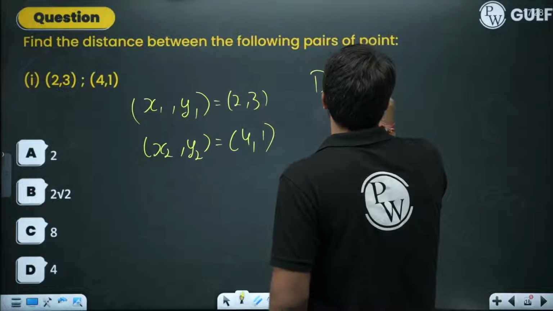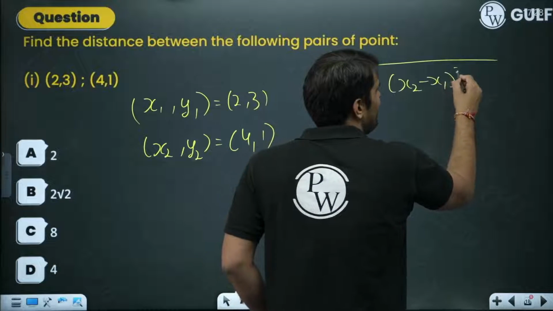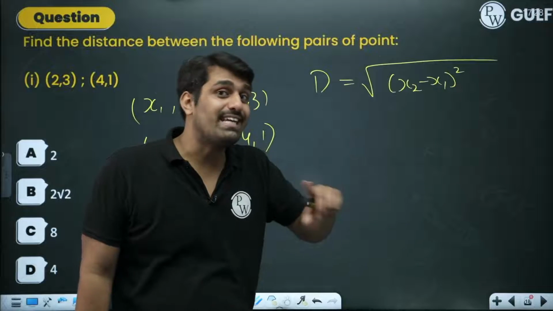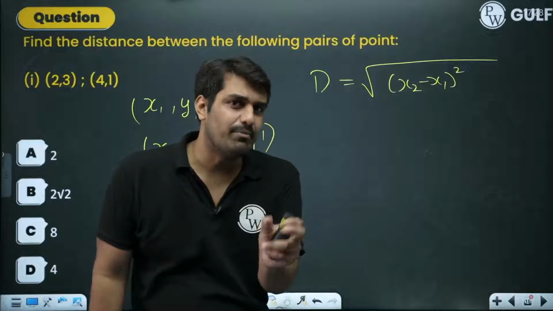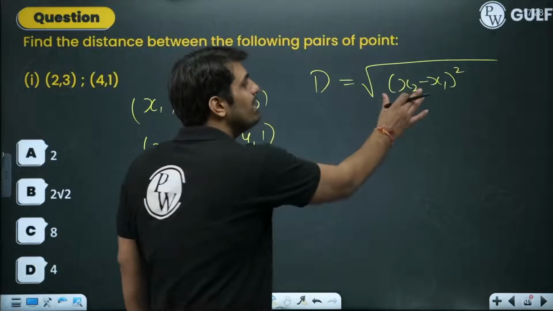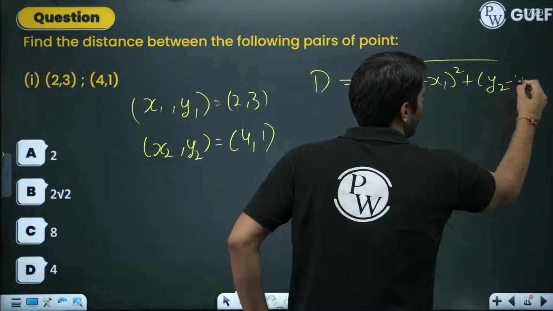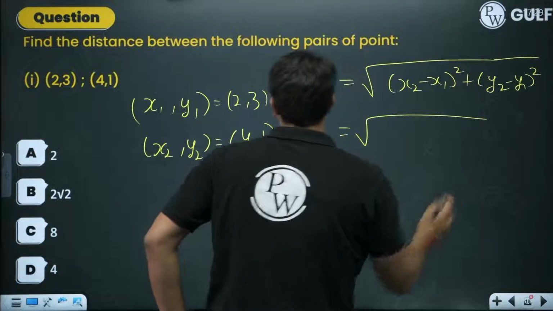Distance is under root x2 minus x1. That means the difference. Either you can take x2 minus x1 or you can take x1 minus x2. But the same you have to repeat in the y case also. You have to take the difference ultimately. Whatever difference you are taking over here, the same difference should be there. So remember, in this manner only, x2 minus x1 square plus y2 minus y1 square.